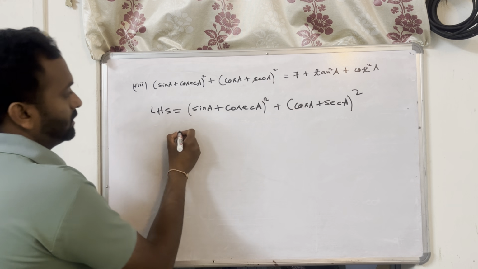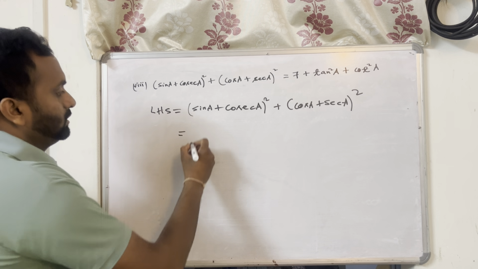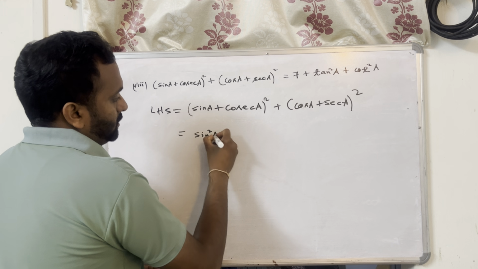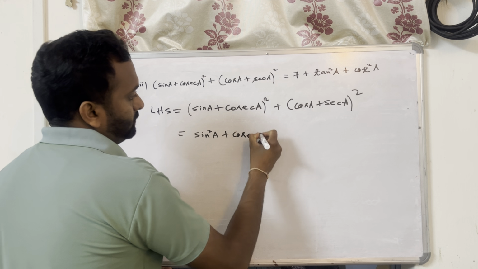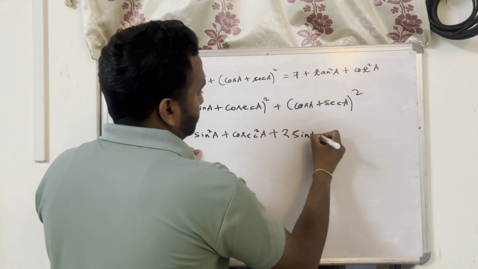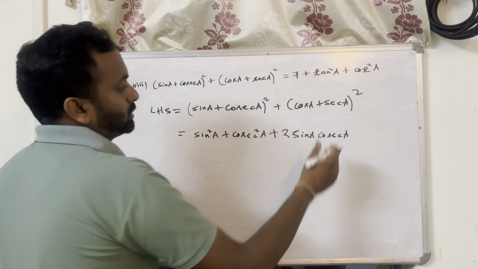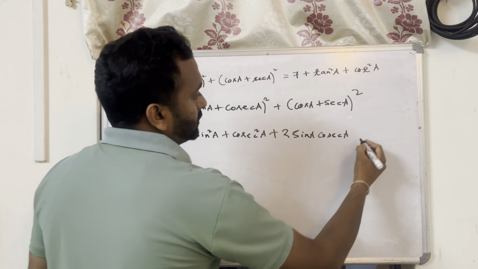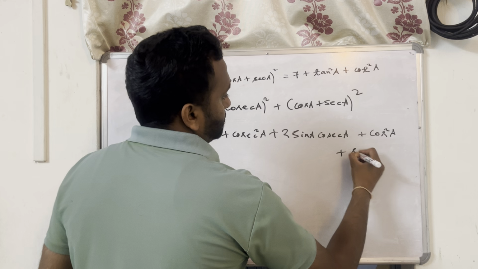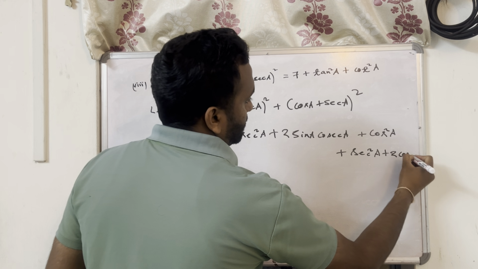So our LHS is sin A plus cosec A whole thing square plus cos A plus sec A whole thing square. So you know here we will be using A plus B whole thing square. So how much is A plus B whole thing square? It is A square plus B square plus twice AB. Then for this part also we will be using A plus B whole thing square. So it will be how much? It will be A square plus B square plus twice AB.